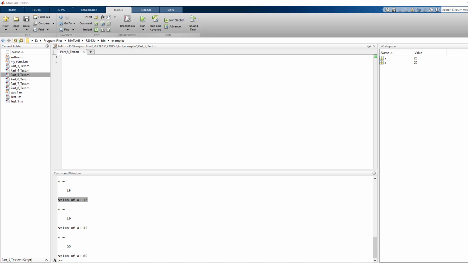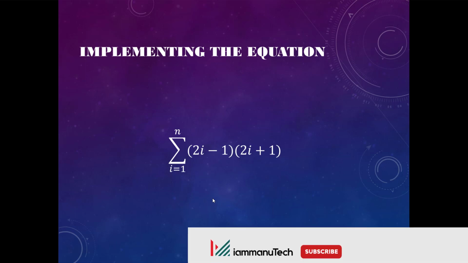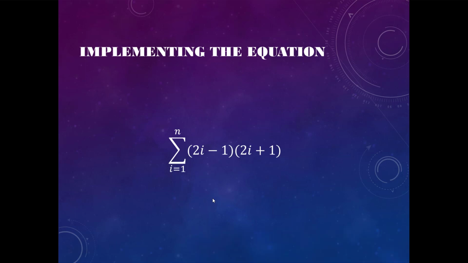So in order to get a better understanding, let us implement an equation in MATLAB. Let's move to a simple equation implementation. Here it's shown a simple equation: s is equal to the summation from i equal to 1 to n of (2i minus 1) into (2i plus 1). So it's a simple equation. Let's implement this equation in MATLAB.